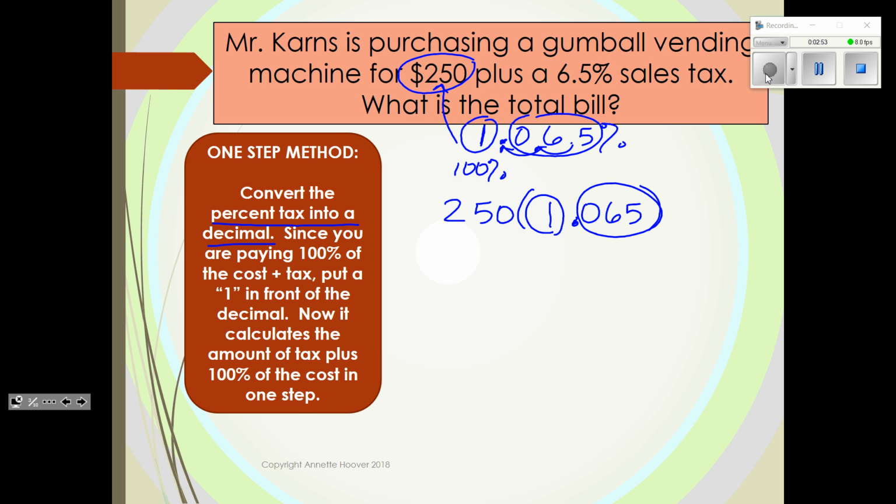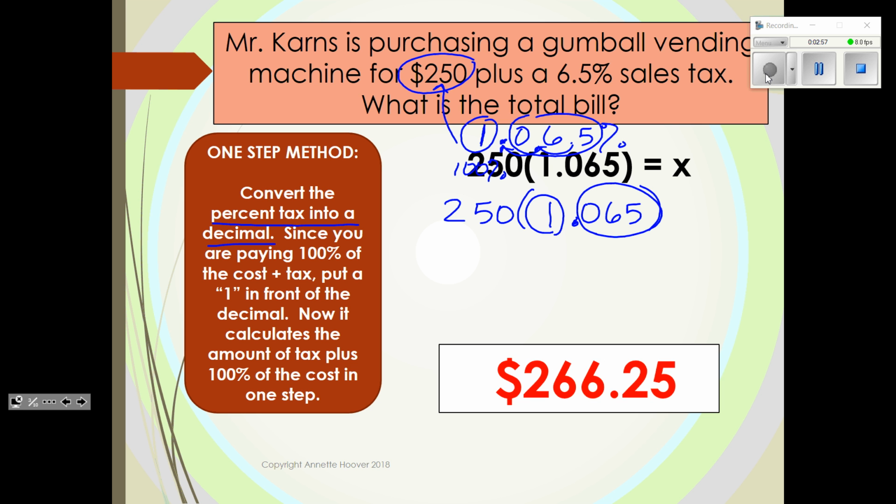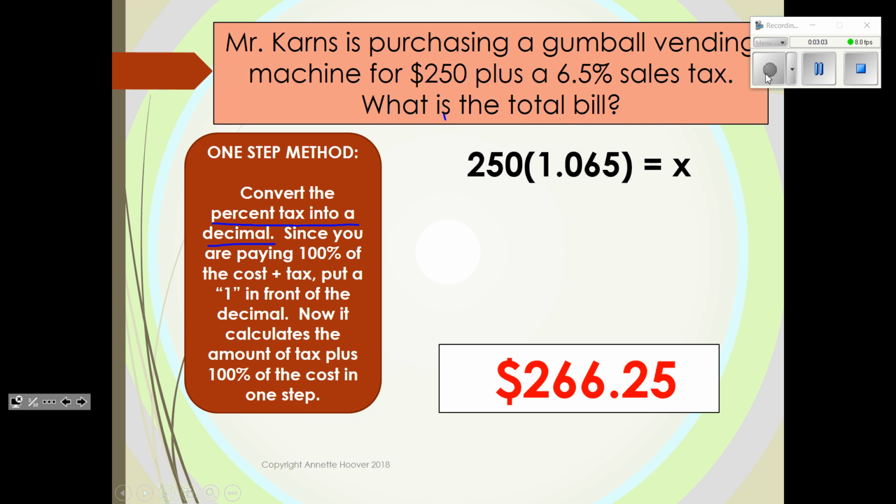And when you multiply that on your calculator, you find that you get the same thing we did in this two-step method, which is $266.25. The only thing I did different was I put this 1 in front of the decimal. And what does that mean? It means you're paying 100% of the purchase price. You're paying all of the $250. And in addition to that, you're paying the tax.